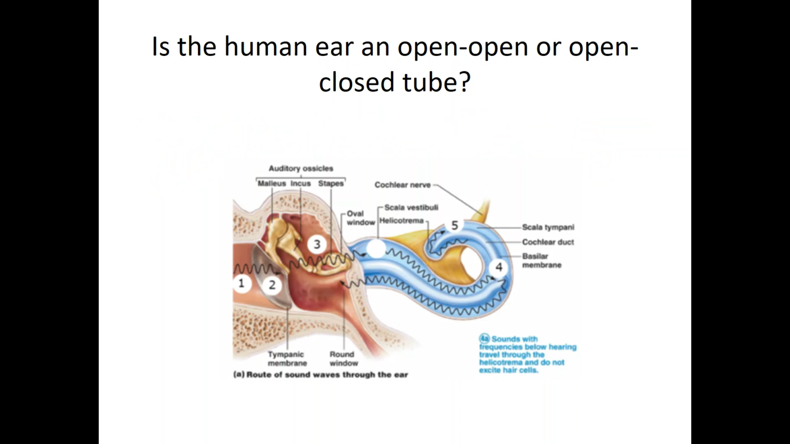This is an interesting question. Is the human ear an open tube or an open-closed tube? What do you guys think? Think about it. Open, closed. Why do you think that? Because it's obviously open on the first end, and on the other end you have the eardrum. Think deeper than that. The sound goes beyond the eardrum. The eardrum is really just in the middle ear, right? So there's also an inner ear.